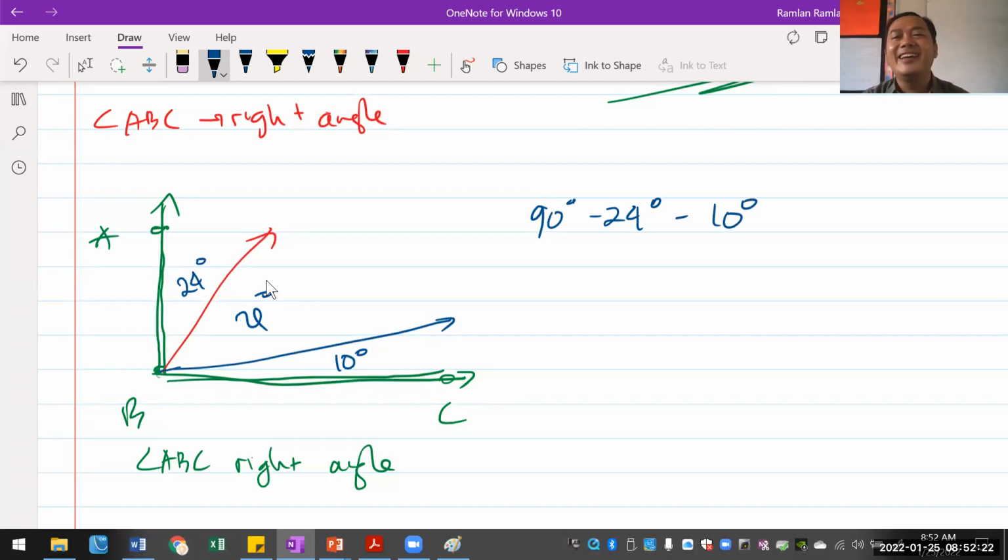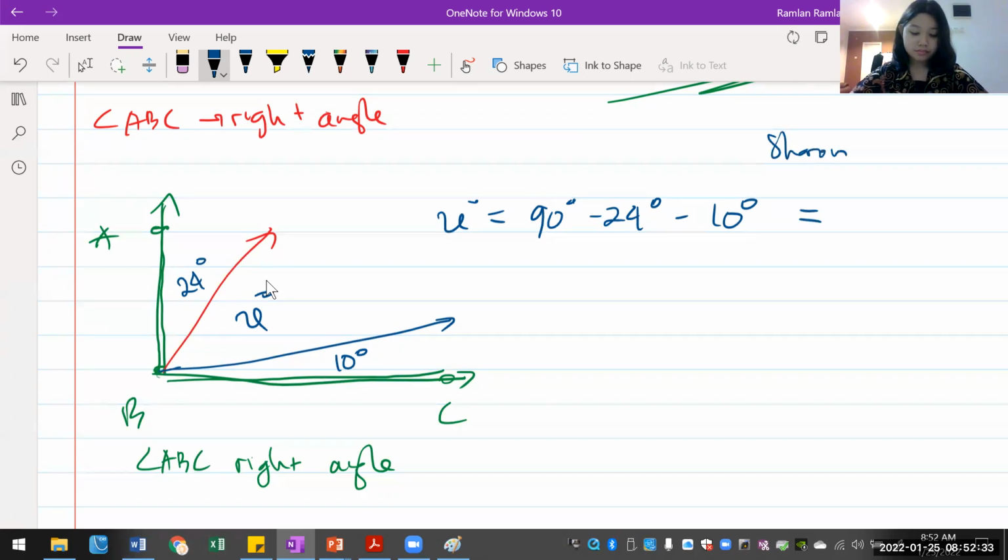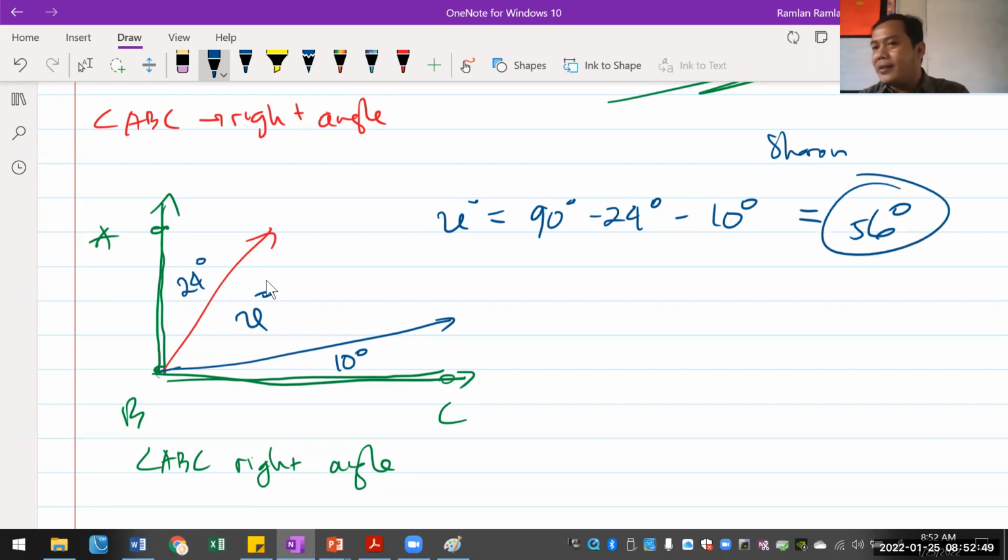Sharon went straight to it. So you only need to calculate. What is the final answer? 90 minus 24 minus 10 is 56. Okay, guys, if you understand, you can just go straight like this. But make sure that you write down the process. I'm not going to accept only the final answer in your exercise book. There must be a process.